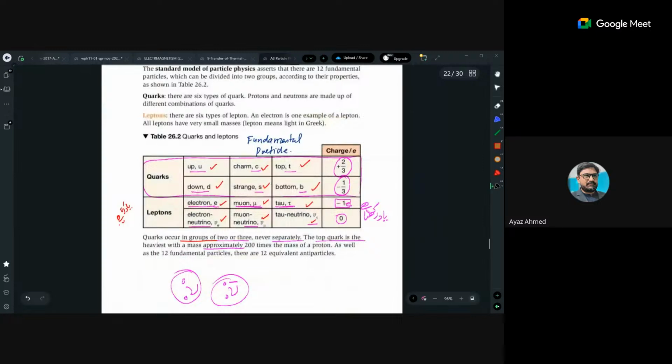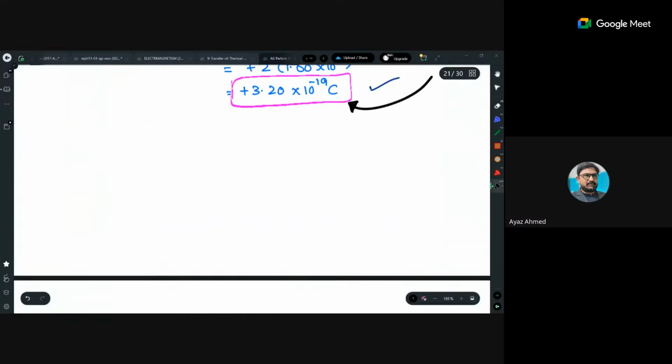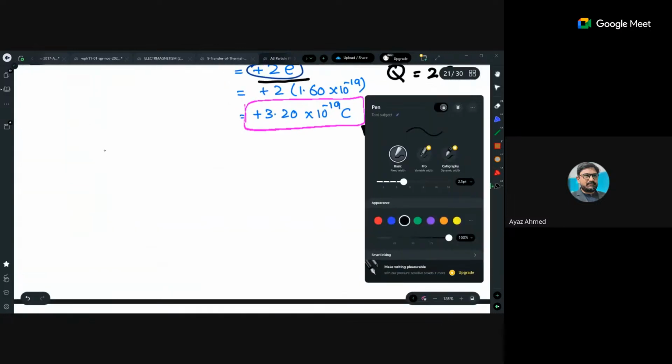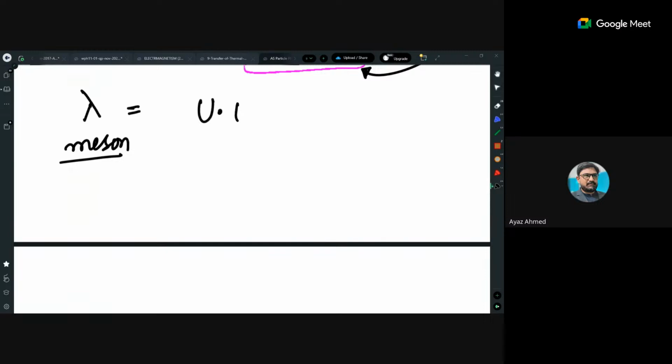So here is a list of fundamental particles, right? One more thing: I have seen a question in which we have a meson. If it is said that it is a meson, then it must have a quark and an antiquark. Let's say it is u and u bar. So u has charge plus 2 by 3e.